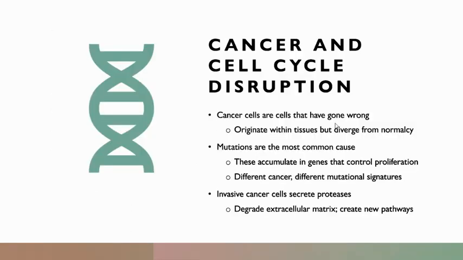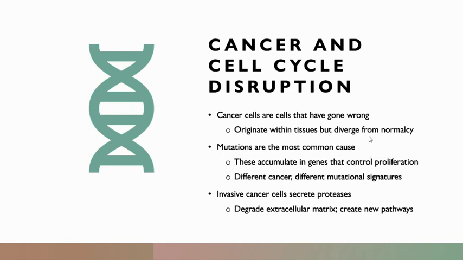So let's talk about cancer and cell cycle disruption. Cancer cells are cells that have gone wrong. They have lost their way. They have mutated. Something's gone wrong where instead of going to the G0 phase and stopping, they just continue going and going and going. They originate in tissues of the body, but they can diverge from their original cells and tissue, diverge from normalcy and kind of go off on their own.